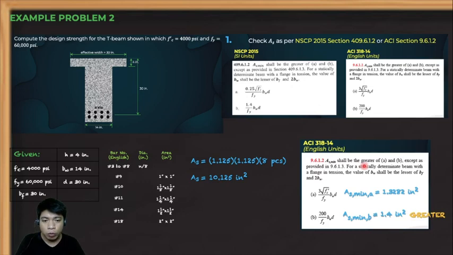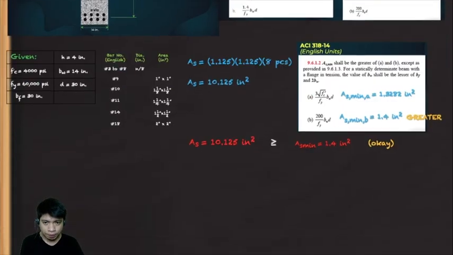Now we are going to compare that to our actual steel area, which is 10.125. Take note, guys, that the actual steel area must be greater than the minimum, because this is the minimum steel area required by the code. In this case, 10.125 is greater than the As minimum, so that means it already satisfies the minimum code requirement for steel area. Okay, so that's it guys. We now go to our step 2.